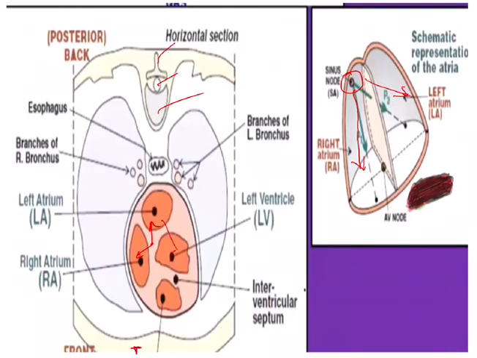Suppose a lead is placed over here on the chest. As we know, first the impulse is going to the right atrium. It is close to this lead, so we will get a positive deflection. And secondly, when it is going away from this lead to the left atrium, we will get a negative deflection.